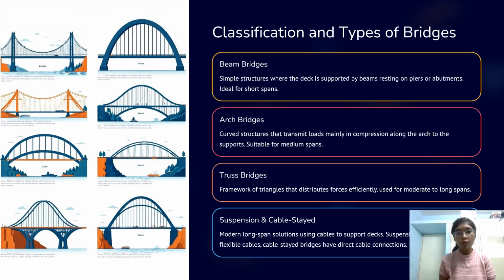Truss bridges, a framework of triangles that distribute forces efficiently, used for moderate to long spans. Then the last is suspension and cable-stayed bridges, a modern long span solution using cables to support the deck. Suspension bridges are flexible, and cable-stayed bridges have direct cable connections.